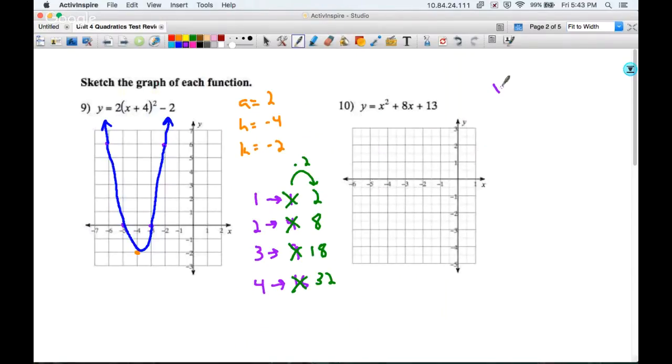To graph this one, I'm going to convert it to vertex form. This is number 10. I set up this structure here, keep that 13. This is always half of that value. Then I subtract away that value squared.